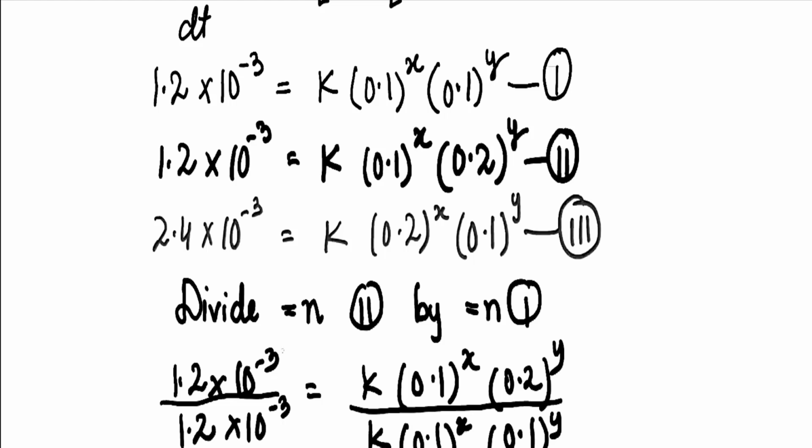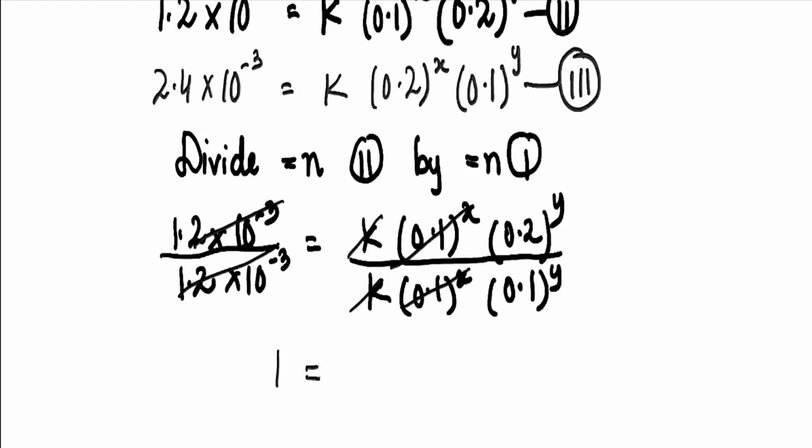Here this and this will get cancelled, this and this will get cancelled, this and this will get cancelled, and here we are left with 1 is equal to, this will be 2, this will be 1, is equal to 2 raised to power Y. Here the value of Y comes out to be 0, because we can clearly see that 2 raised to power Y will be 1 when Y is equal to 0. So this means that the rate law is independent of the concentration of B, because our Y, which is the order of B, comes out to be 0.